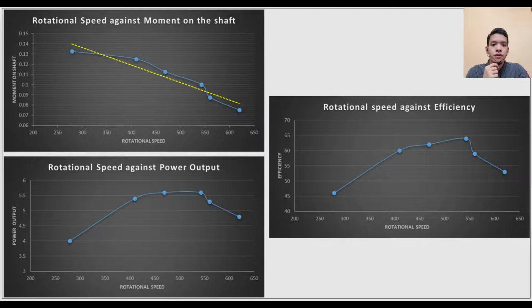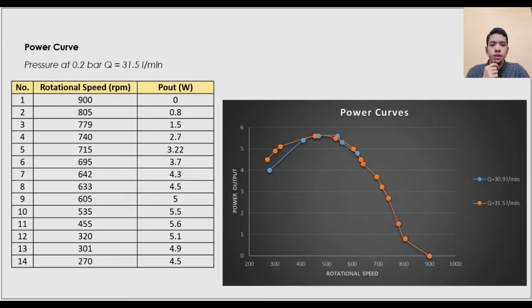And next, we move to the power curve. The result is for constant pressure at 0.2 bar, and the flow rate is 31.5 liter per minute. Here we also have the graph, the power comparison between the flow rate of 30.9 liter per minute and the flow rate of 31.5 liter per minute.